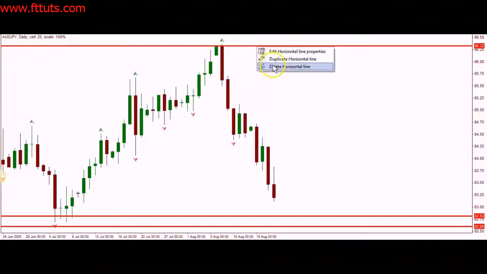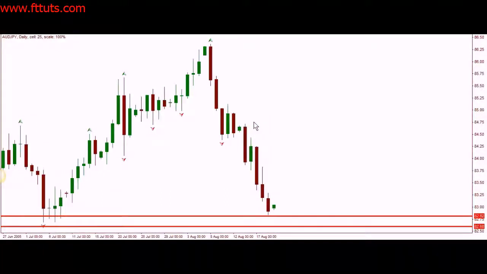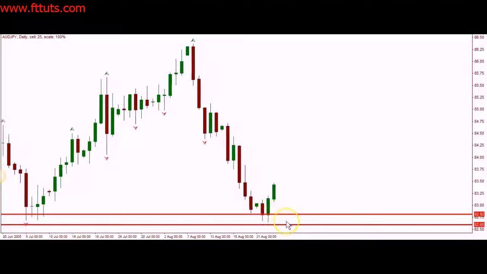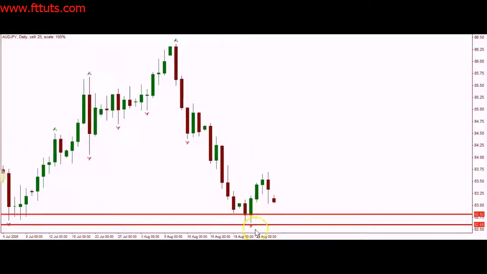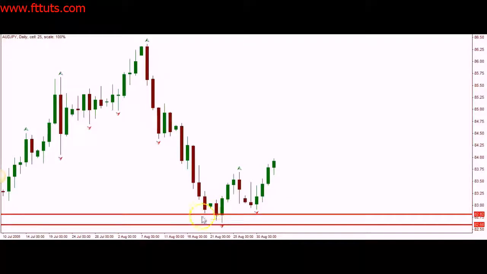But will that level hold? We don't know if these levels are going to hold. Now the market's back on that point again. It didn't violate our level. It came right back to the level.